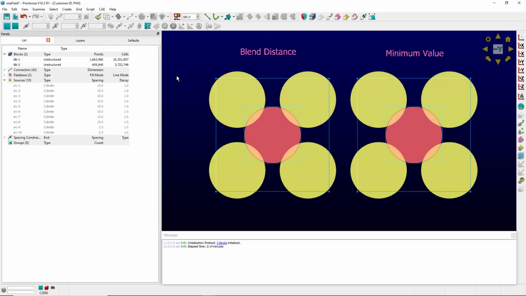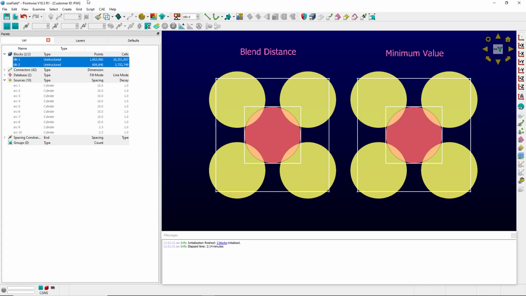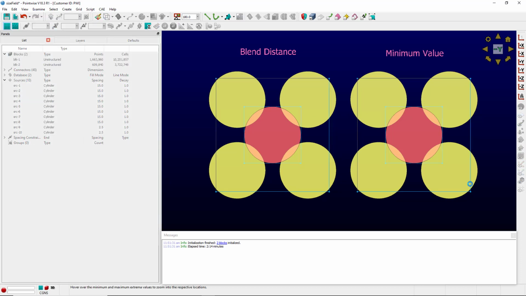If you recall last week, minimum distance and inverse distance had 3.9 million and 4.5 million cells, roughly. Now we can see that minimum value has 10 million cells and blend distance has 3.7. So these are both the minimum and the maximum cells generated for this block configuration. Let's take a look at them and examine volume.